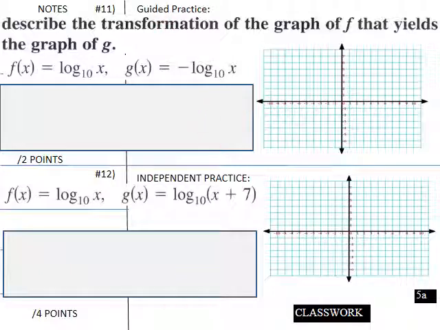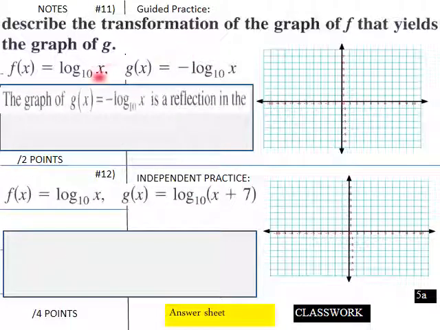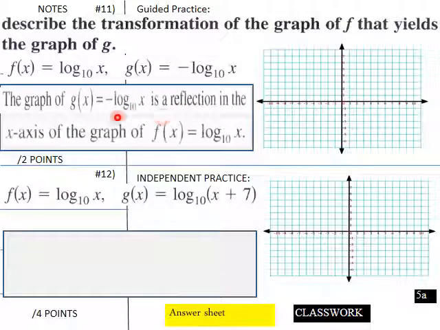Okay, into our guided practice now. We're going to describe the transformation of the graph of f that yields the graph of g. So we're going to go from this graph to g. The graph of g of x equals negative log base 10 of x is a reflection in the x-axis of the graph of f of x equals log base 10 of x. So this is what that graph will generally look like. We started with log base 10 of x, that's this line here. Then this is just a reflection in the x-axis.